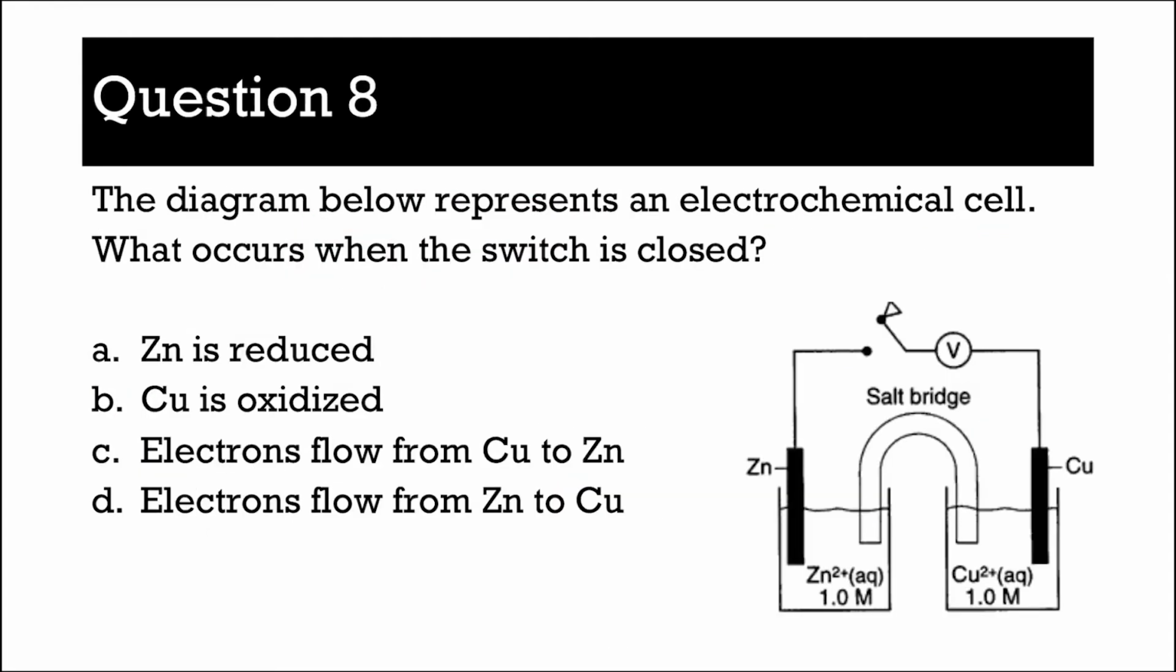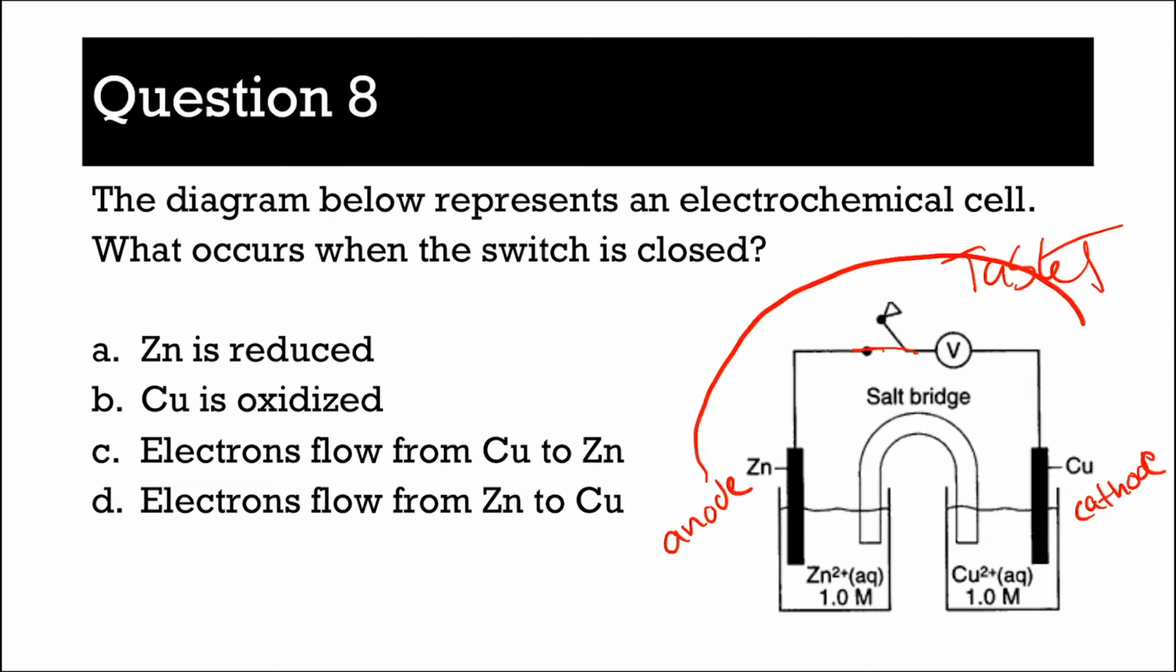Number 8 says what happens when the switch is closed. So when the switch is closed, it has a complete circuit so things can flow as needed. So we have zinc and copper. The first thing is to figure out which is the anode, which is the cathode. And again, that is straight from table J. So zinc is higher up, so that's going to make it the anode. And that means copper is the cathode. And we always know electrons flow in a voltaic cell, anode to cathode. So this is your electron flow.